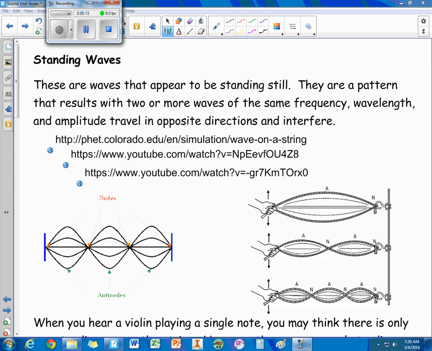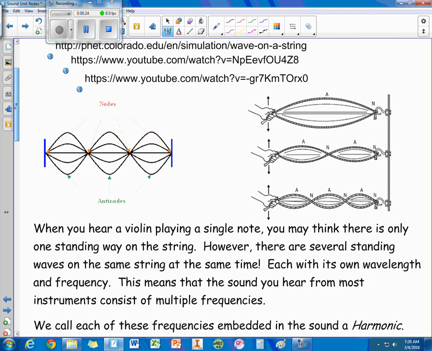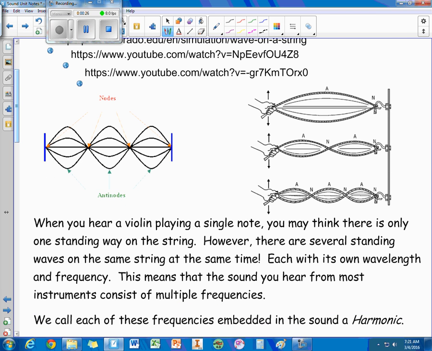It's a pattern that results when two or more waves with the same frequency, same wavelength, and same amplitude travel in opposite directions with each other and interfere. The ones you're responsible for will be standing waves on a string, standing waves in a tube open at both ends, and standing waves in a tube that's open at one end, closed at the other.